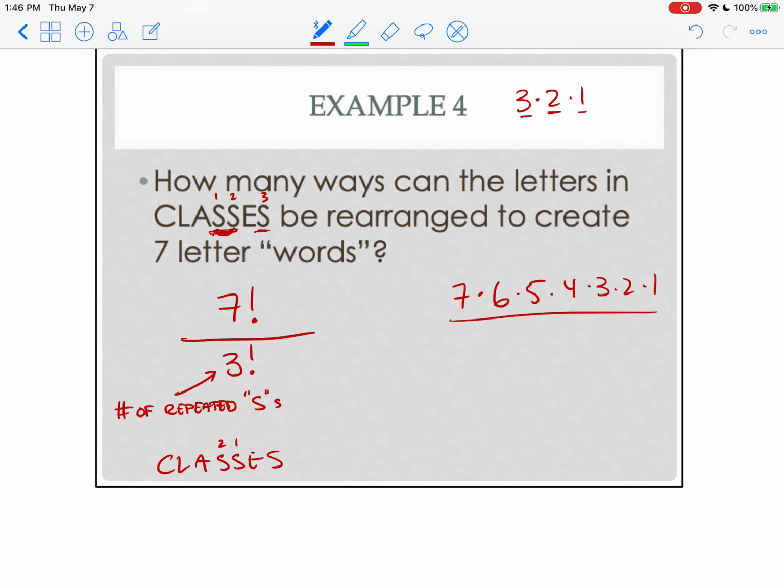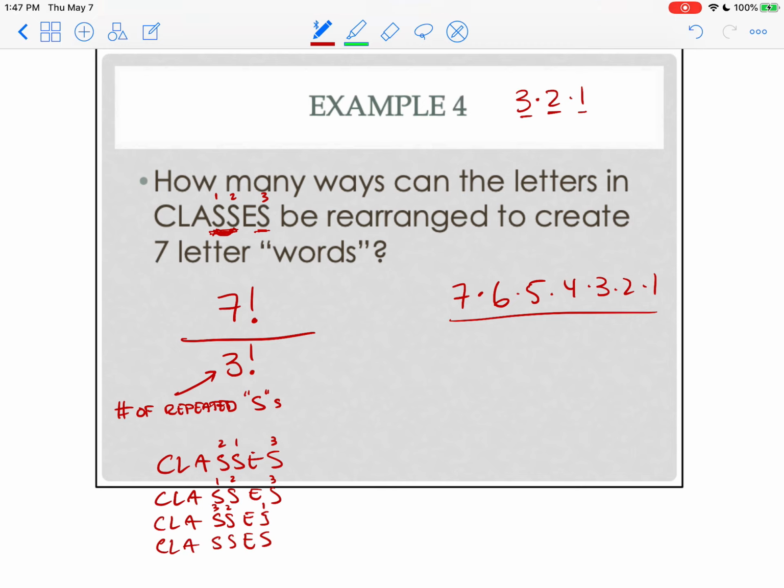with a 2, 1, 3. I could have classes with a 1, 2, 3. I could have classes with a 3, 2, 1. I could have classes. I think you get the idea. There's 6 different ways that I could write the word classes, just arranging the S's in different spots.